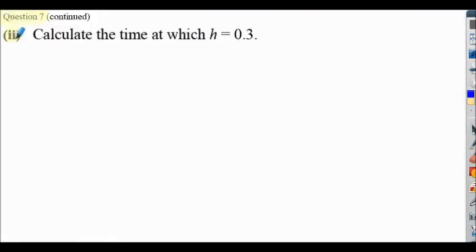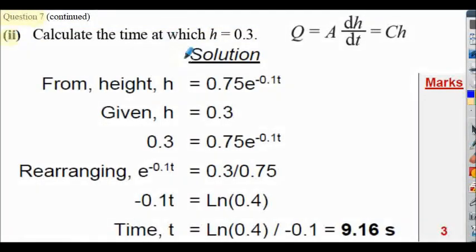Question 7, part 2. We've got to now use the equation calculated in part 1 to calculate the time at which h is equal to 0.3. Full solution shown on the following slide. Question 7, part 2. Here's the solution. So we're solving for the value of t, calculated here.